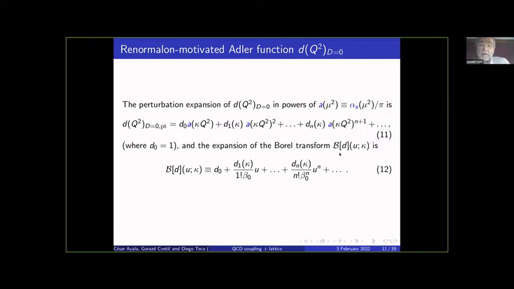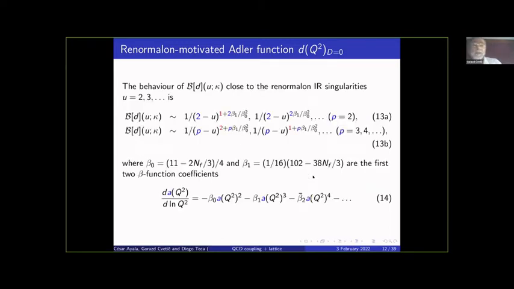The Borel transform of the Adler function, of course, has this form, and the behavior of the Adler-Borel close to the renormalon singularities has this form. For example, close to the first infrared renormalon, u equal to, it has this form here. This beta 1 or beta 0 are the beta function coefficients here. This is the effect beyond the one loop, beyond the leading beta 0 from the running coupling.